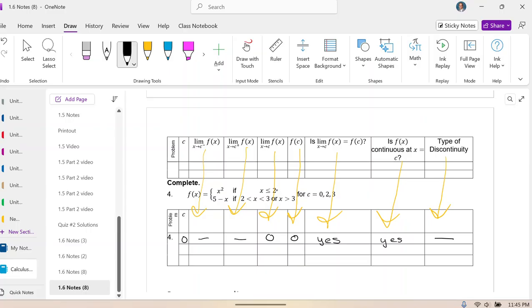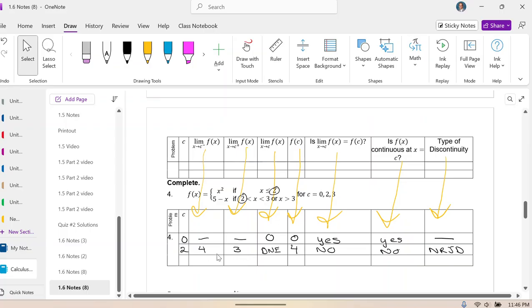For 2 is a changing point, right? So from the left, when you put 2 in, you get 4. From the right, when you put 2 in, you get 3. So the limit does not exist. F of 2 is 4. They are not the same. It is not continuous. And this would be what's considered a non-removable jump discontinuity because the limit does not exist, because the limit from the left and the limit from the right are not the same.